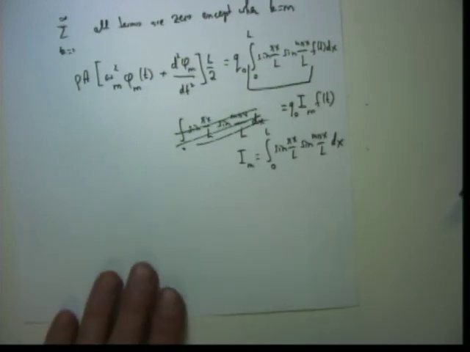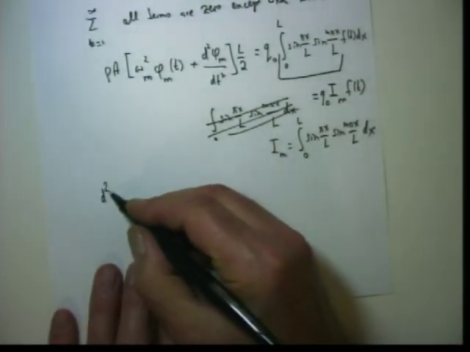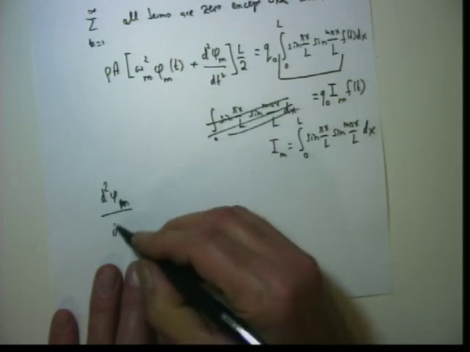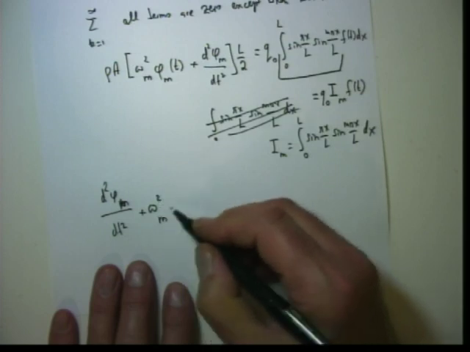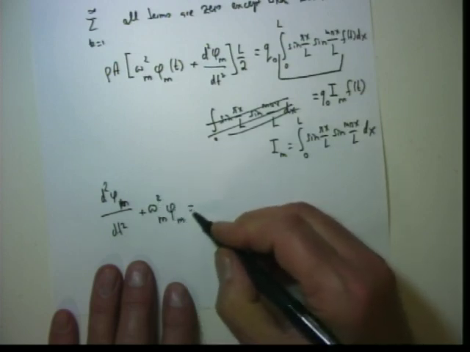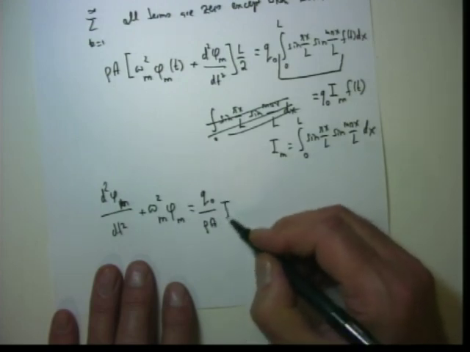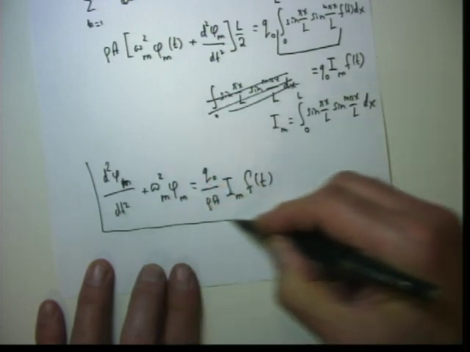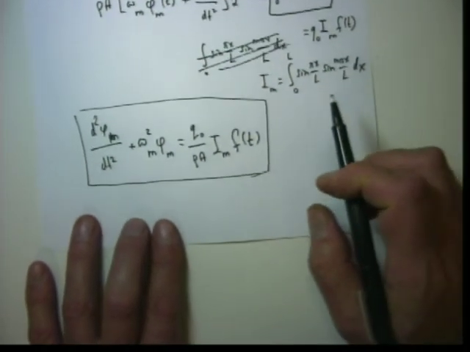So then I got the following equation. Look, please. d2 phi m dt squared plus omega sub m squared phi m equals q sub 0 divided by rho A, I sub m f of t. I got this equation.